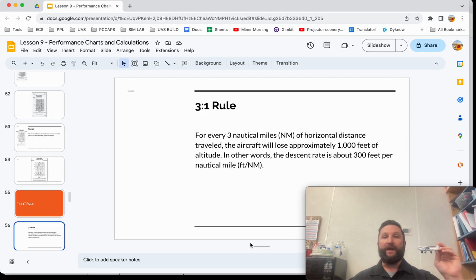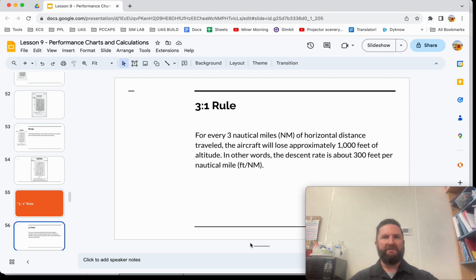And then you say, okay, for every 1,000 feet, I'm going to move forward about 3 miles. So I'm going to lose 4,000 feet. So 3, 6, 9, 12. It's going to take me about 12 miles to descend down to that traffic pattern altitude.